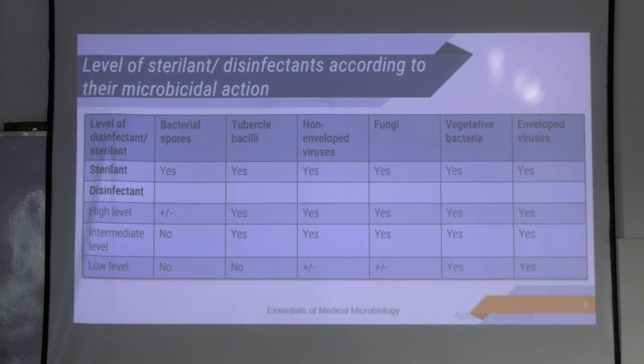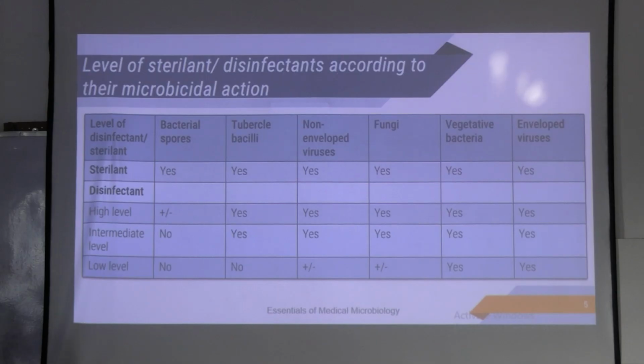On the left hand side, we have the various methods, sterilants or disinfectants, and on the right hand side, we have the various organisms. The most resistant type is the bacterial spores, and the least resistant would be enveloped viruses. The sterilant will have action on all these, that is bacterial spores, tubercle bacilli, viruses, vegetative bacteria and fungi.